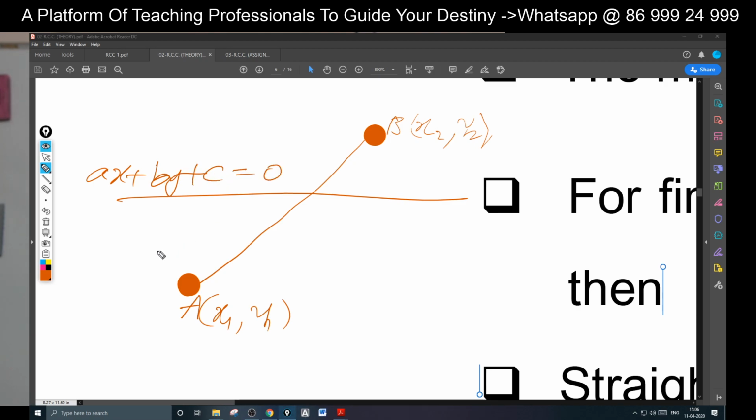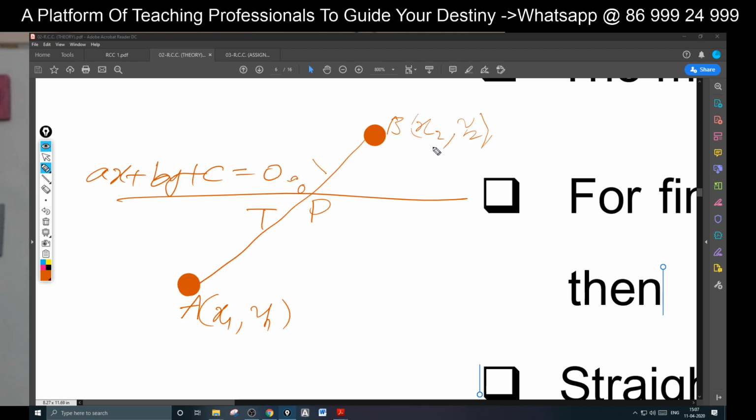Now we are interested in which ratio this line segment AB is divided by this line. We don't know that. Let the point of intersection be P. Very simple, just understand it. I will complete it within no time. Let us suppose it is dividing it in the ratio lambda is to 1. Now this is lambda, this is 1.